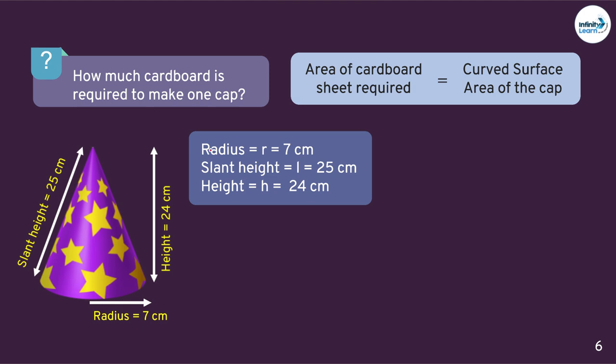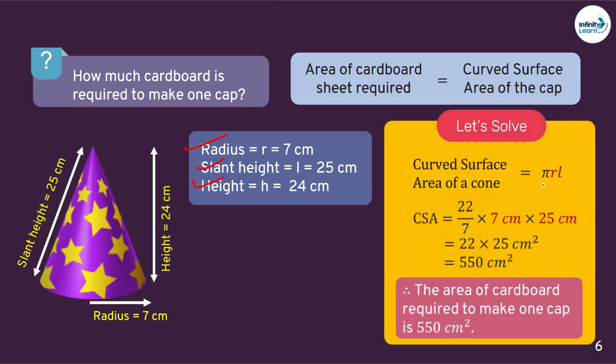What are the dimensions given? Radius 7, slant height 25, height 24. Formula is pi RL. The value of pi is 22 by 7. Radius is 7. Slant height is 25. So the curved surface area is 550 centimeter square. Is it clear to each and everyone? The area of cardboard required to make one cap is 550 centimeter square. Clear?